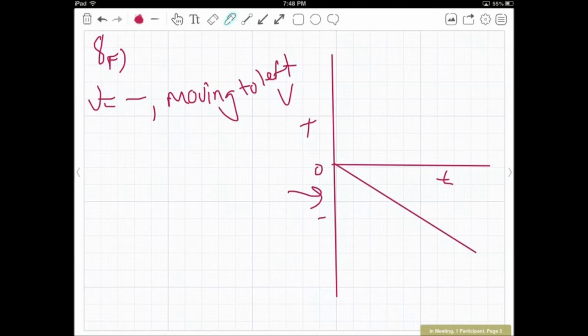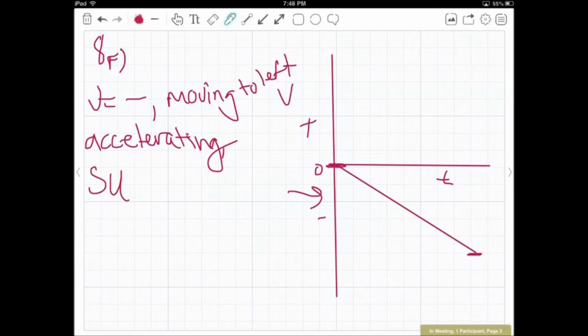We can also say that this object is accelerating because its velocity is changing. It starts at a 0 velocity and ends up with some negative value. Velocity changes. So lastly, what we can tell is whether it's speeding up or slowing down. This object is speeding up because the velocity values increase. It goes from 0 to some negative number. Remember, the negative is just a direction, so it's not getting smaller because it's going negative. It's getting bigger because it's changing from 0.